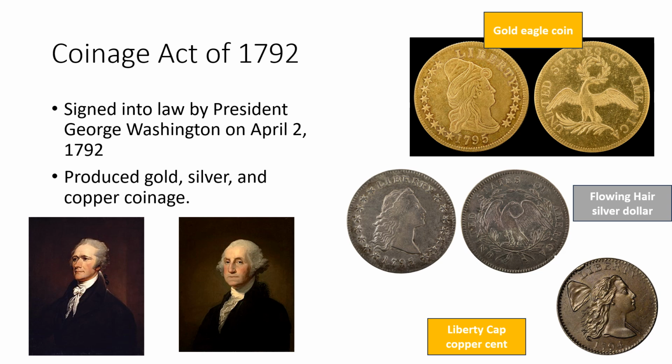The Coinage Act of 1792 was signed into law by President George Washington with Alexander Hamilton, the Secretary of the Treasury. On the right, we have a gold eagle coin, flowing hair silver dollar, and Liberty Cap copper cent from the 1790s. So this is some of the oldest currency in US history. And as you can see, they are based on gold, silver, and copper.